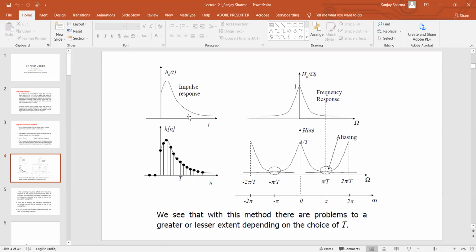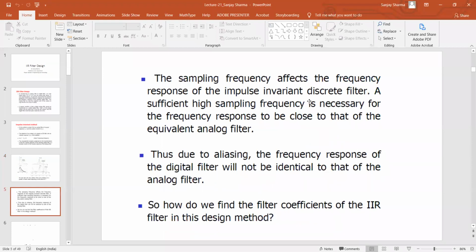Now the sampling frequency, as I was saying, will affect the characteristics of the resulting digital filter, because a smaller sampling frequency may lead to the aliasing problem in the impulse invariant method. A sufficiently high sampling frequency is necessary for the frequency response to be close to that of the equivalent analog filter. Thus, due to aliasing, the frequency response of the digital filter will not be identical to that of the analog filter. So how do we find the filter coefficients of the IIR filter in this design method?